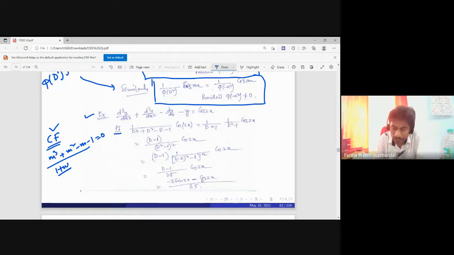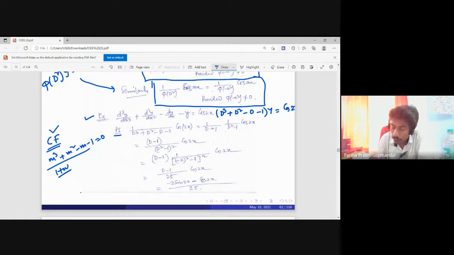See here, you have the differential equation. You can write it in operator form as (D^3 + D^2 - D - 1) y = cos 2x. So this is the differential equation. The particular integral will be 1 by f(D), where f(D) is D^3 + D^2 - D - 1.